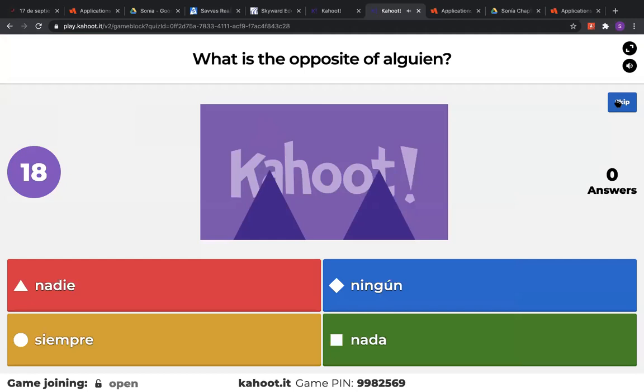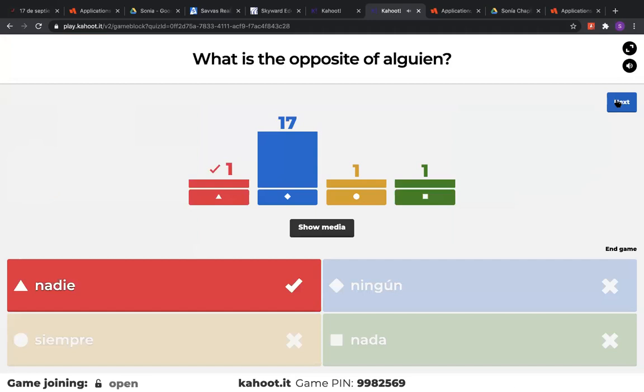Vocab, vocab, vocab. Okay, so, ooh, look at that. Oh my goodness, only one person got it. All right. So this is vocab, right? The opposite of alguien. So alguien is a vocab word. It means someone. So the opposite would be no one or nobody, which is nadie. Good job to the one person that got that.